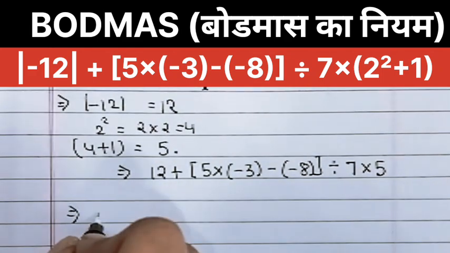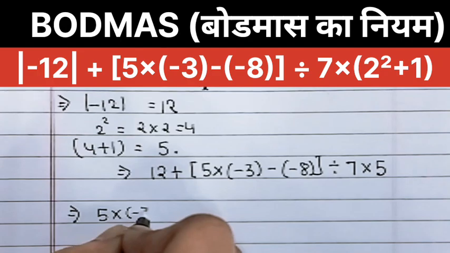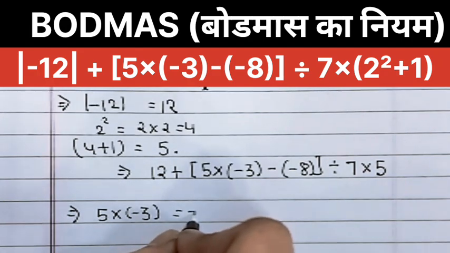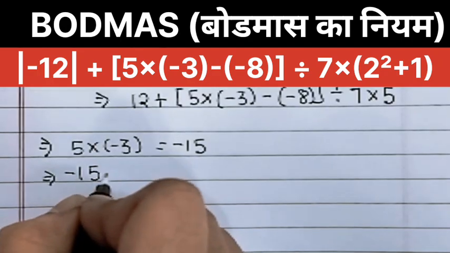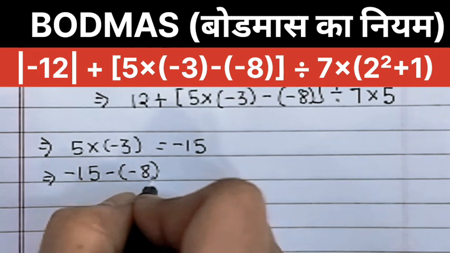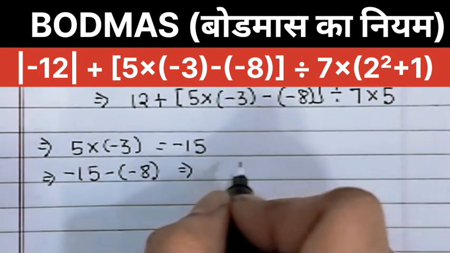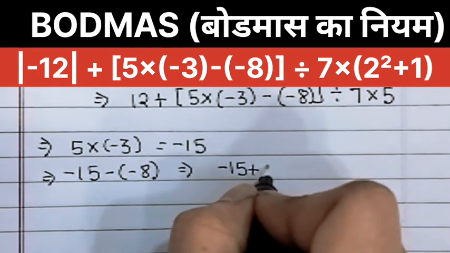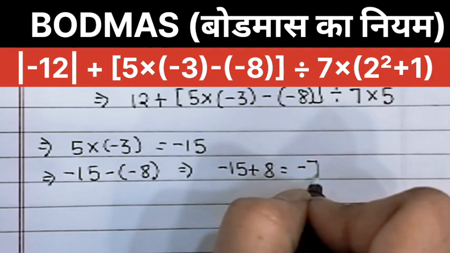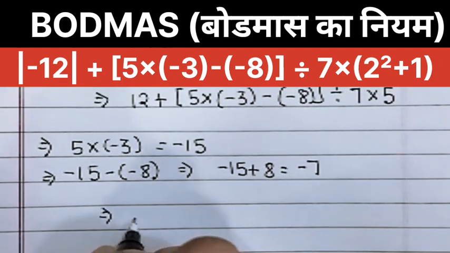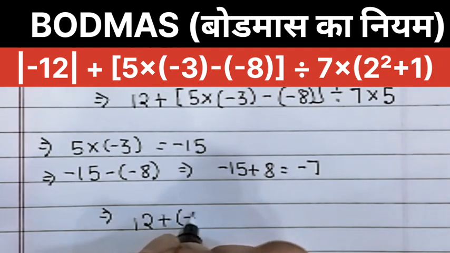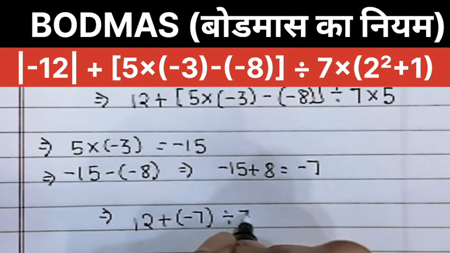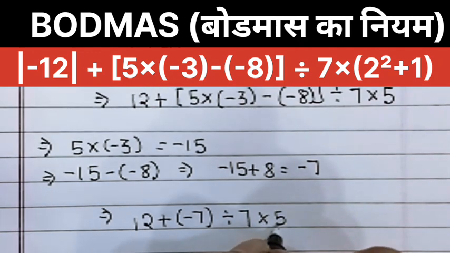Now first we multiply. So first 5 multiplied by minus 3 equals minus 15. Minus 15 minus 8. Now minus will become plus. Minus 15 plus 8 equals minus 7. Now the expression becomes 12 plus minus 7 divided by 7 multiplied by 5.